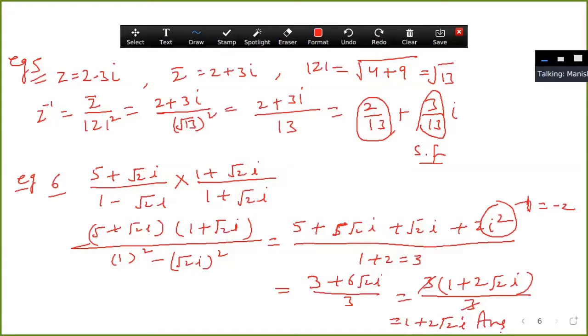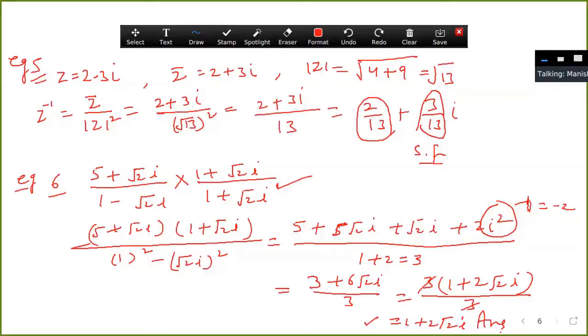Or if I want the inverse of the function in example number 6, then only once I get the standard form can I find the multiplicative inverse. You can't calculate the multiplicative inverse directly. First of all, the question should be in standard form, which is a plus iota b form. As I have told, 1 plus 2 root 2 iota is the standard form. You have to simplify and write it in standard form. If a further question asks for the multiplicative inverse, then you have to proceed further.